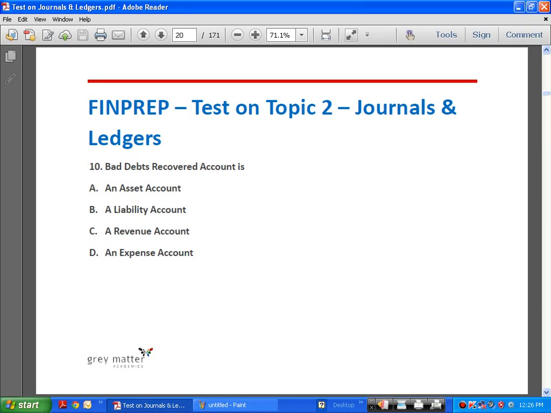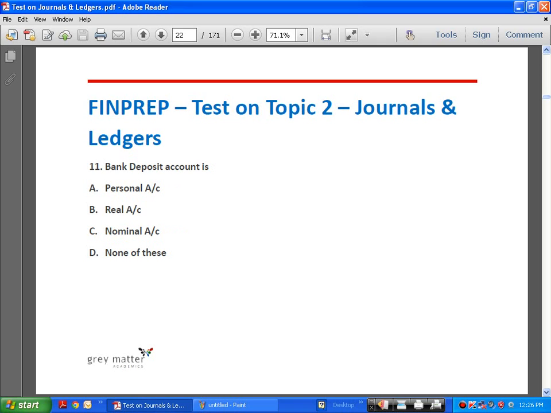Bad debts recovered account is a revenue account, because a debt that had become bad has now been recovered. So it is a recovery of the loss, and hence it is a revenue account.